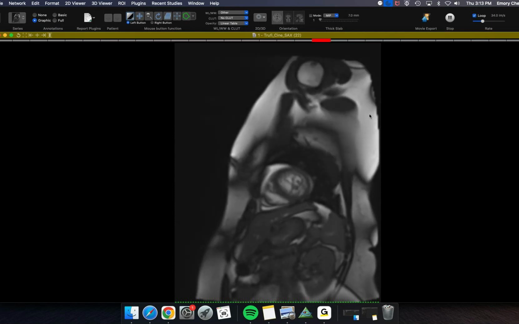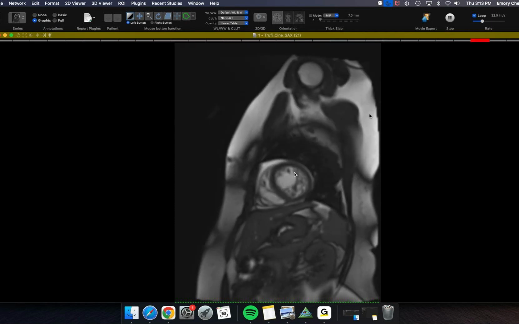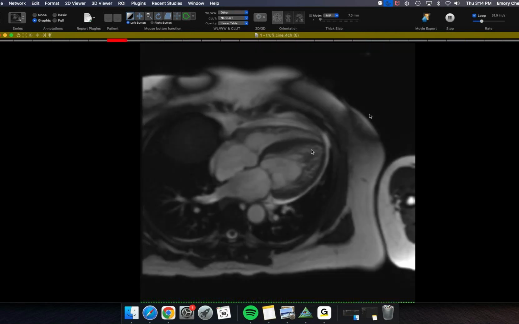So you can see the extensive trabeculation here along the free wall, kind of sparing the septum, but it persists as you get towards the apex. So this is an LV non-compaction. So you have a non-compacted layer here, which is the trabeculated layer, and then the really thin compacted layer.